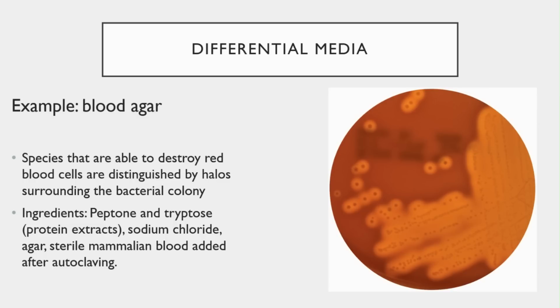And so the color goes from this rich red color to a clearing of the red color, which we call a halo effect. This destruction of red blood cells is caused by certain pathogenic bacteria and is called hemolysis. An organism that's not capable of hemolysis will not change the color and degrade the red blood cells. And so this is an example of a differential media. We can tell the difference between organisms that are capable of hemolysis and those that are not.